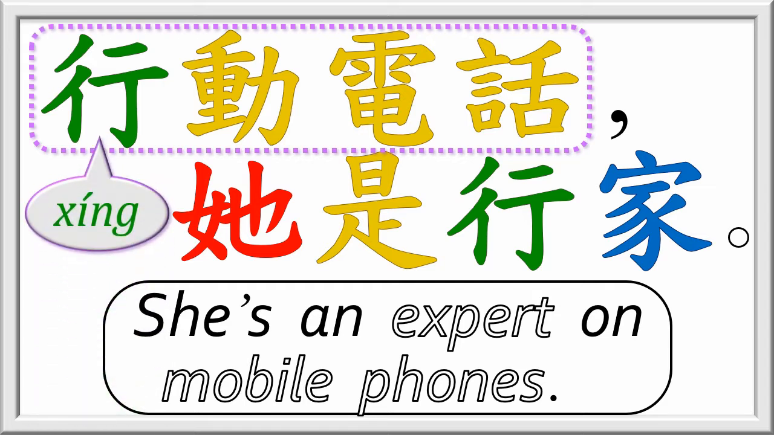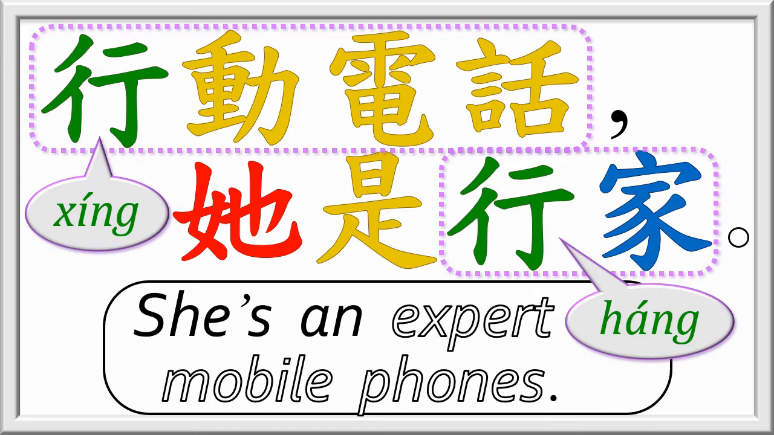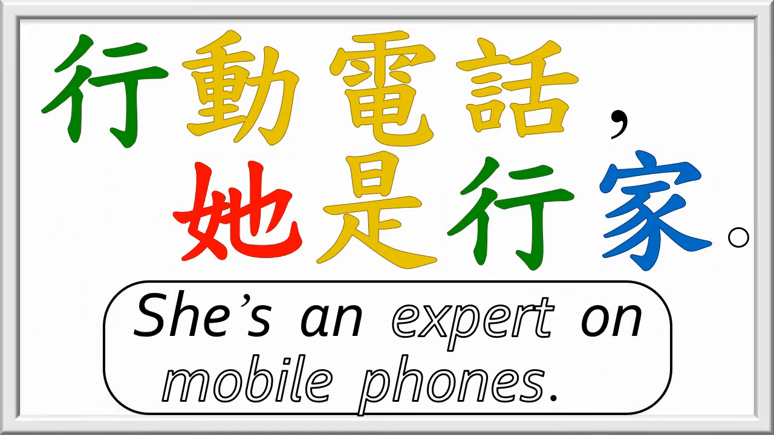行动电话, 她是行家. She's an expert in anything cell phone related. Notice both pronunciations, xíng in 行动, meaning mobile, and háng in 行家, translating as occupation plus 家, indicating a specialist of some sort. If 行家 is an expert, then a person can be either inside or outside that field of knowledge, which gives us the next 2 examples.